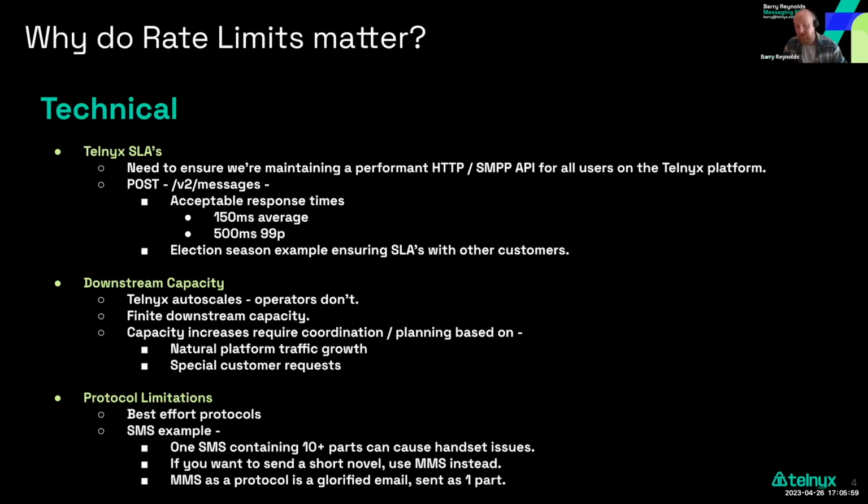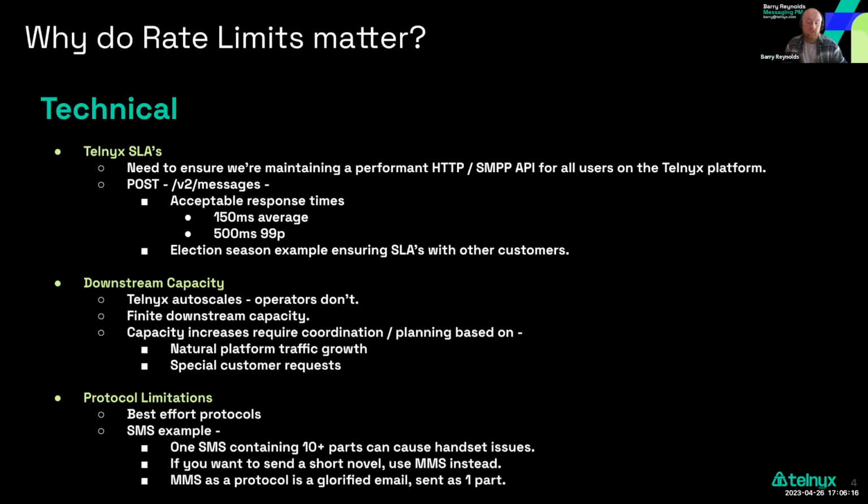At the end of the day, it's a glorified email, so it'll get sent out as one part. And aside from being technically more efficient for this case, it would work out to be far more economical for you, only being charged for one part.